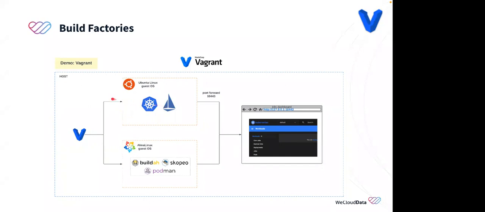Okay. Sorry, any questions so far regarding Vagrant and the problem it's trying to solve, or any questions about this diagram, architecture, or the workflow itself? If not, I'll move on to the next build factor. Oh, sorry, Gene, you have a question?